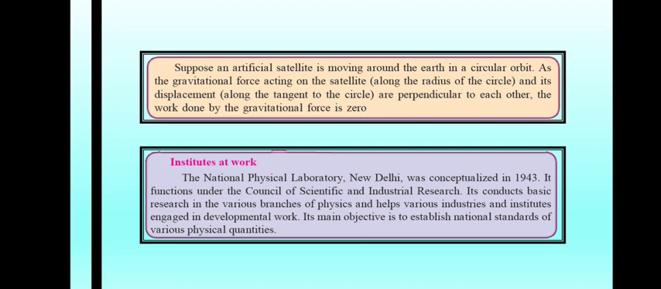Now suppose an artificial satellite is moving around the earth in a circular orbit. As the gravitational force acting on the satellite and its displacement are perpendicular to each other, the work which is done by the gravitational force is 0. Why is it 0? Because the gravitational force which is acting on the satellite and the displacement which is happening along the tangent to the circle, right, they are perpendicular to each other, and because they are perpendicular to each other, the work done by force is said to be 0. Followed?